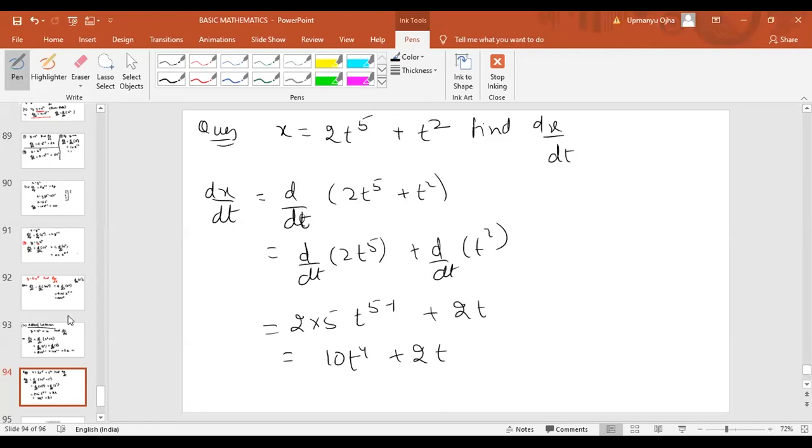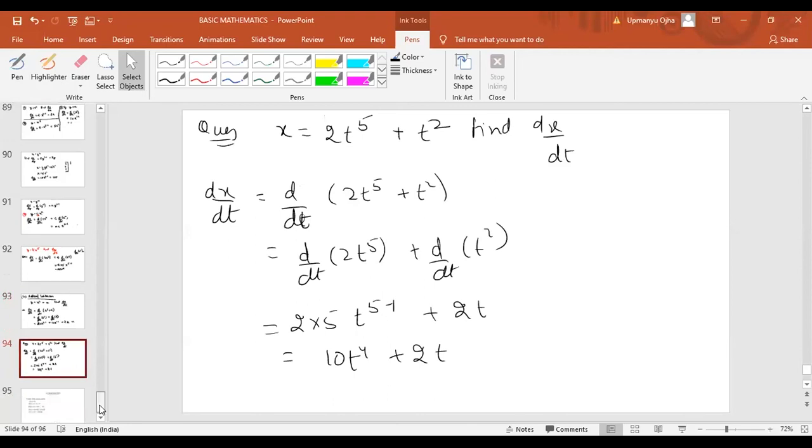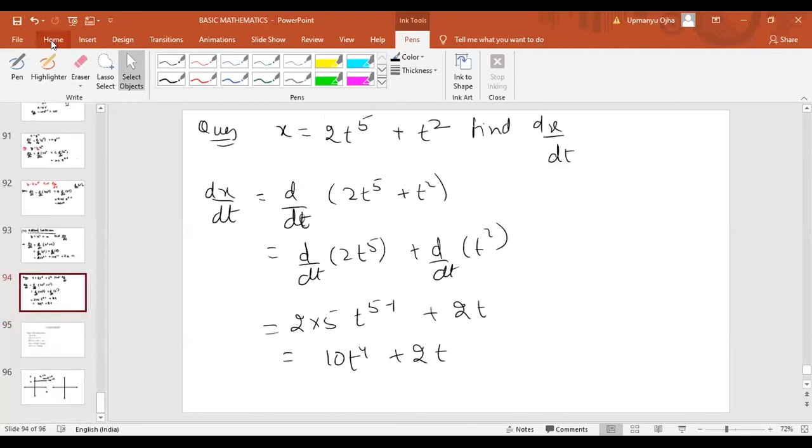See, the second rule is not very difficult. If the two functions are in addition or subtraction, like y equal to x square plus x, then we can differentiate the functions separately. That's what we are doing here. One more example you can take here.